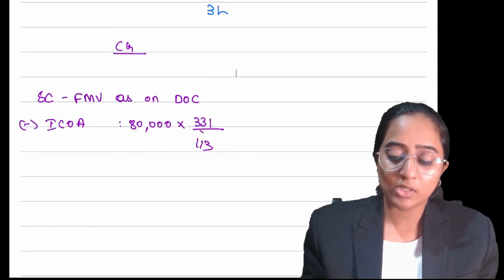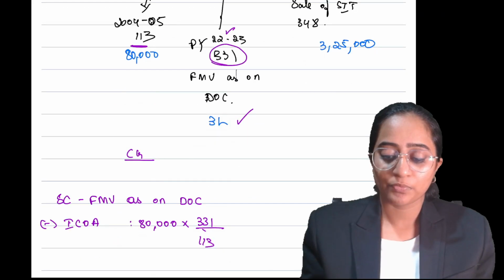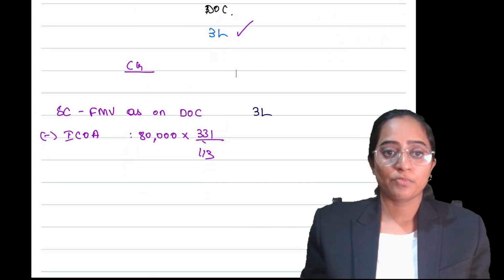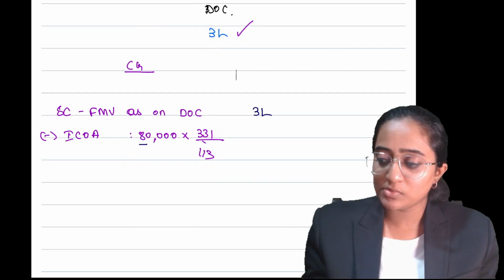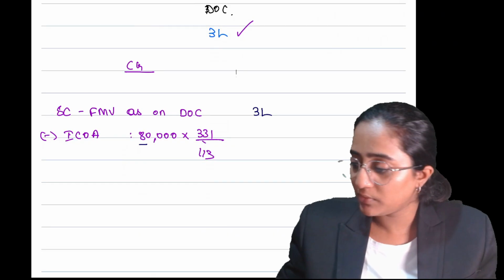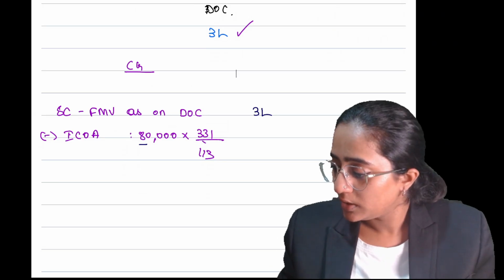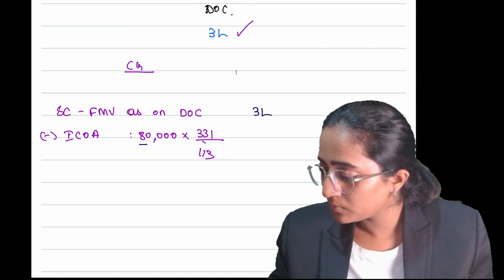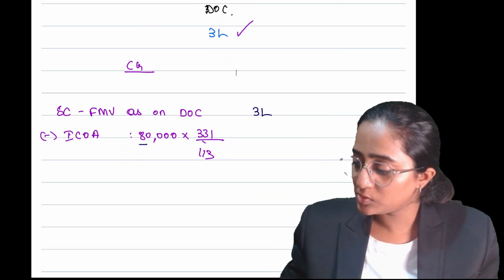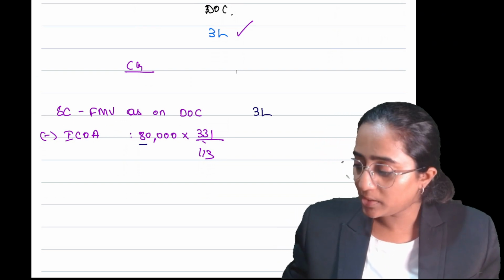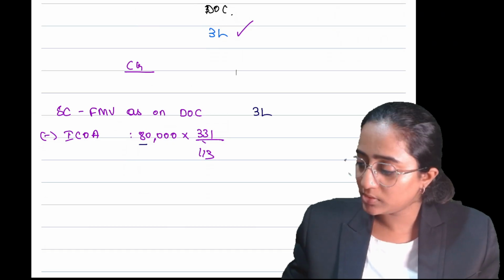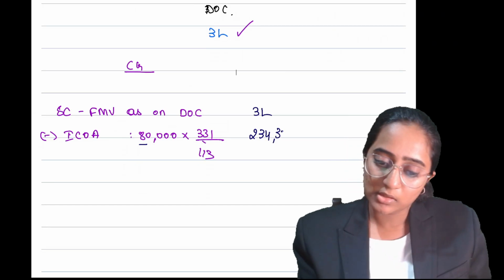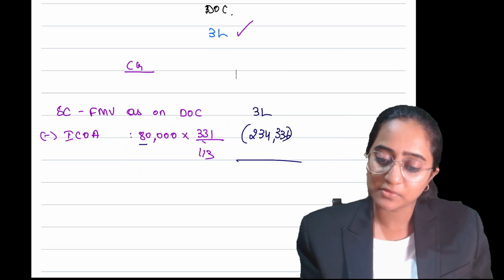What is the fair market value as on the date of conversion, people? 3 lakh. So 200% I would have sold it at 3 lakh. If I do this math, 80,000 multiplied by 331 divided by 113, what I would have got? You guys do it from your end also. 80,000 multiplied by 331 divided by 113. If you do this, you will get 234,336 as your indexed cost of acquisition.